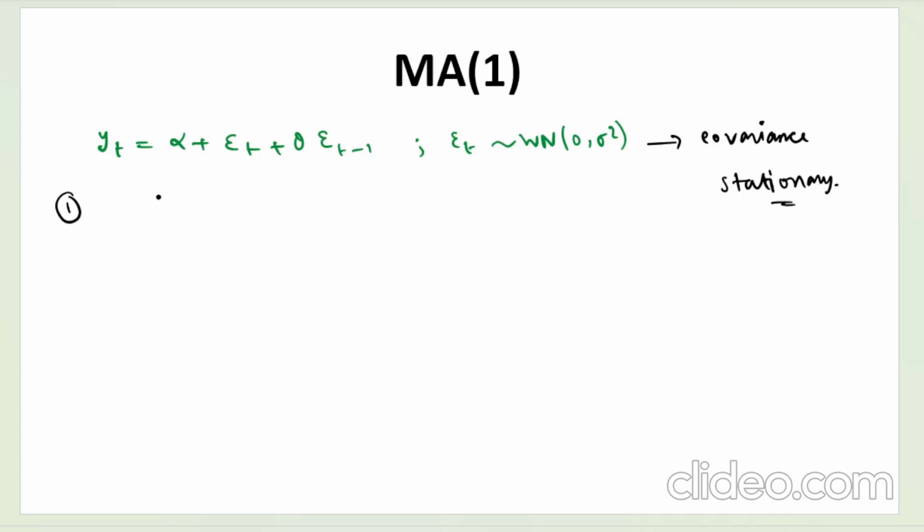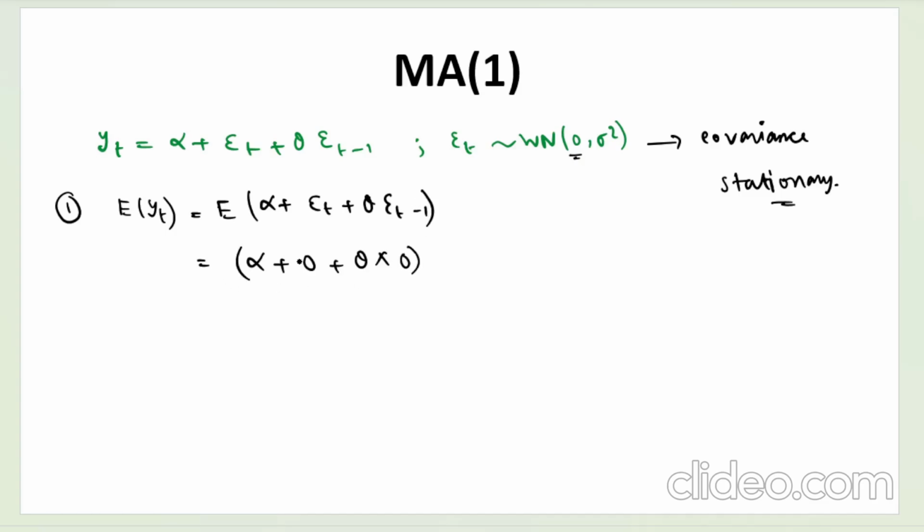Now the first thing to show that it is covariance stationary is the expectation of Y_t. Let us find the expectation of alpha plus epsilon t plus theta epsilon t minus 1. So the expectation of alpha is alpha, the expectation of epsilon t is 0, plus theta times the expectation of epsilon t minus 1, which is also 0, because epsilon t is white noise, independently and identically distributed. So it doesn't matter whether you take the t-th time point or the (t minus 1)-th time point, everything follows this. This is IID. So what will be the value? This is 0, this is 0, this is only alpha. So this is basically a constant term, independent of t.